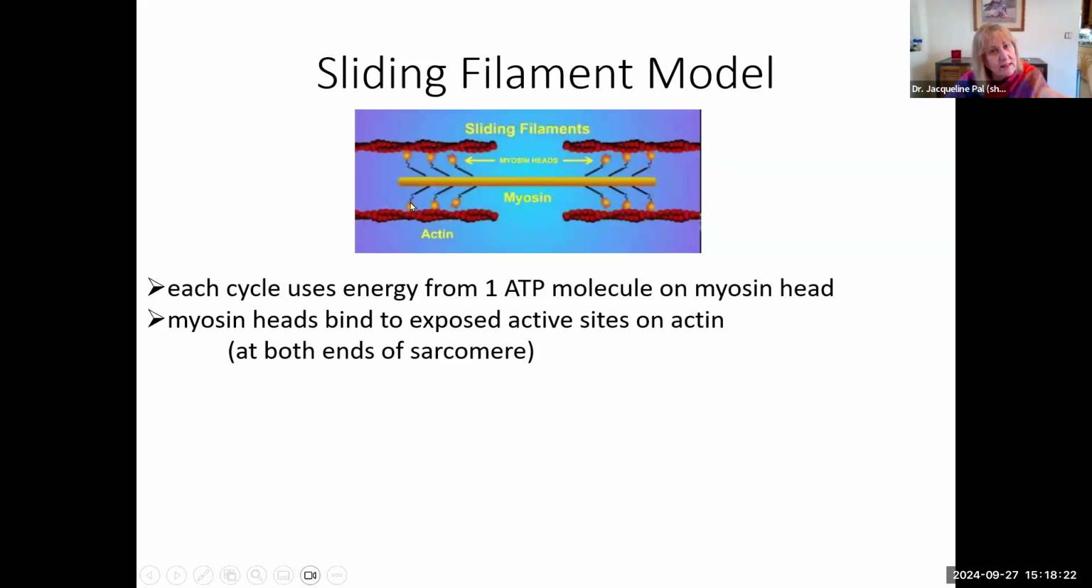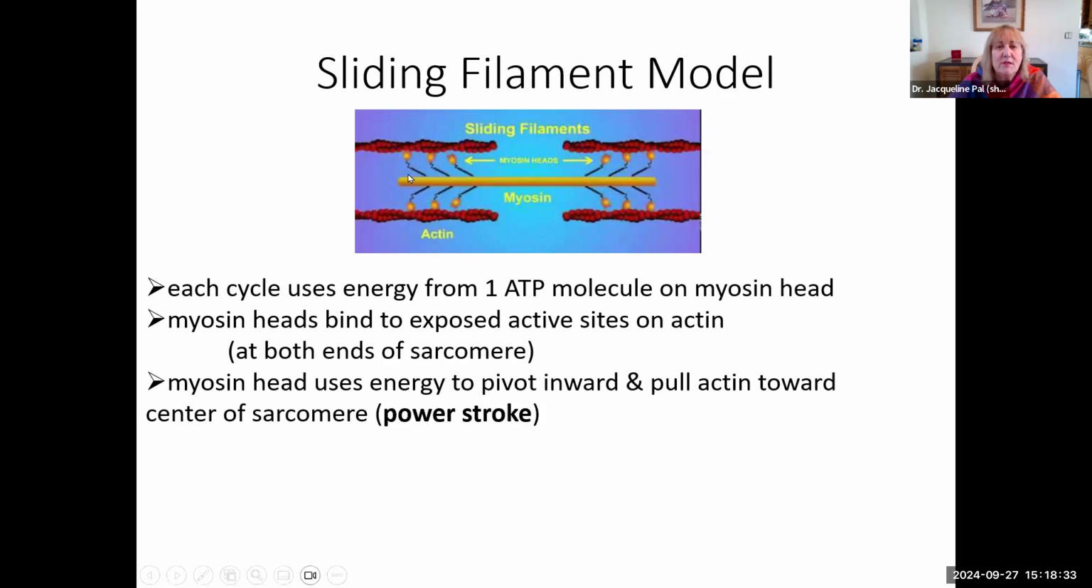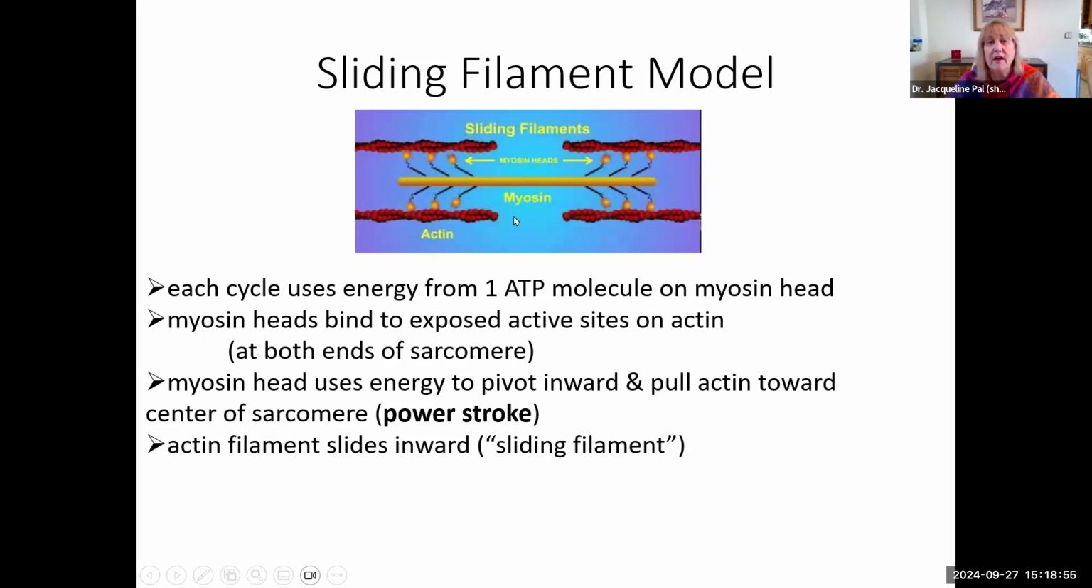And remember, it's a whole 360. So it's also going to happen on the actin here, as well as the actin there, as well as the actin front and back. A whole 360s worth of actin is going to happen. And now it's going to use that potential energy to pivot inward and pull the actin towards the center of the sarcomere. So that myosin head is going to have its power stroke. And the power stroke is going to cause those actin filaments to slide towards the center of the sarcomere. In other words, we're going to have sliding filaments.